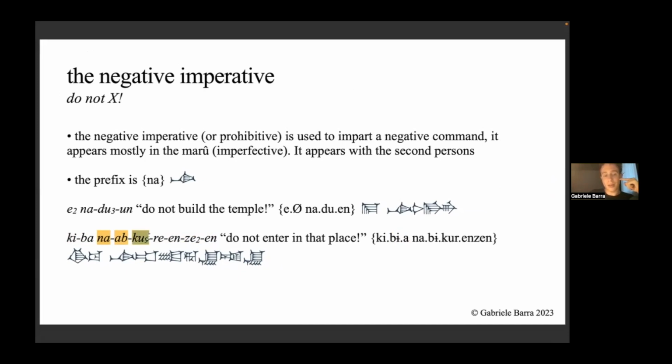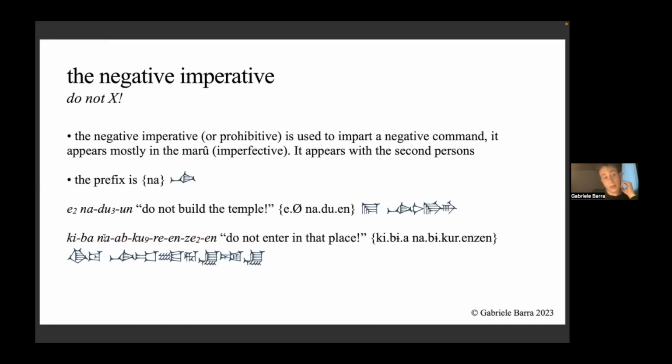Ku, to enter. Renzen just ends, and the R is actually part of the verb. So you, second person plural, do not enter in that place. Do not enter there. Do not go there. So again, you just put it at the beginning of the sentence and it forms a negative imperative.